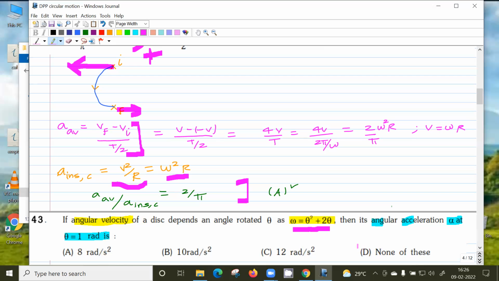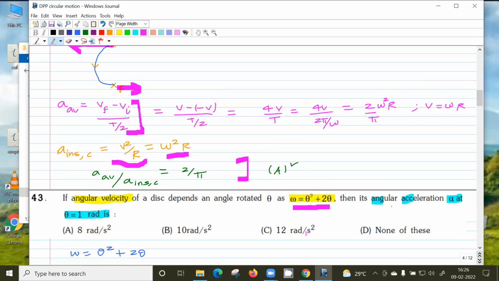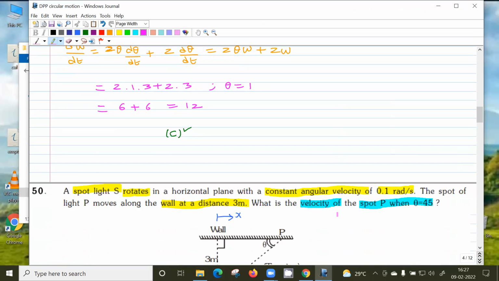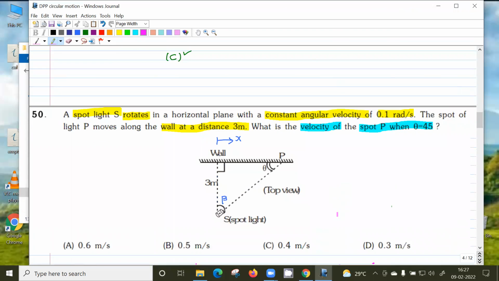12, sir. Which one? 12. C. You got it? Yes, sir. 12. So this is how we did, right? And d theta by dt is the same as omega. So at theta equal to 1, everything you need. Put theta equal to 1, you get the value of omega also. So this is done, right? Yes, sir. Okay. This one.